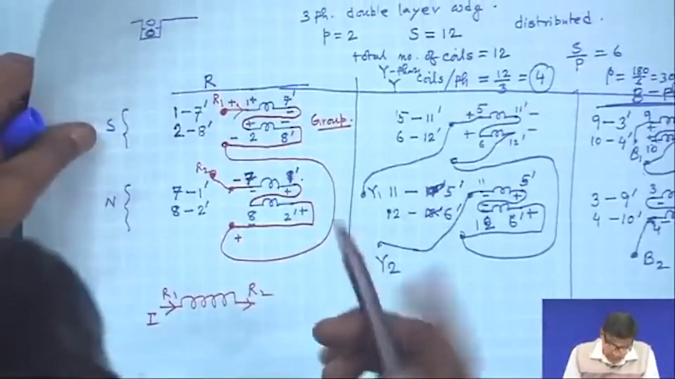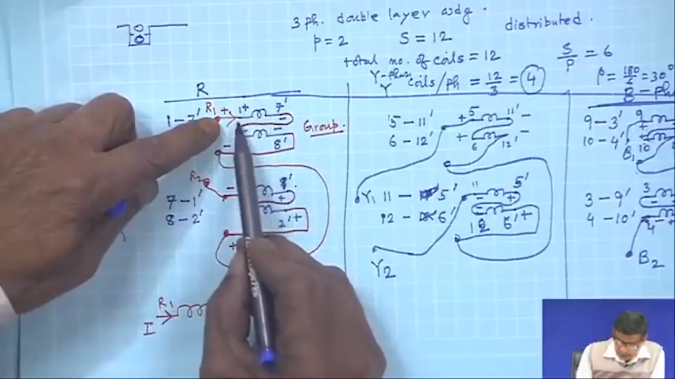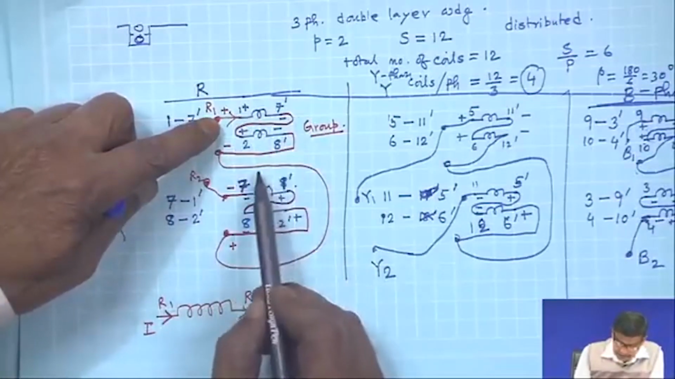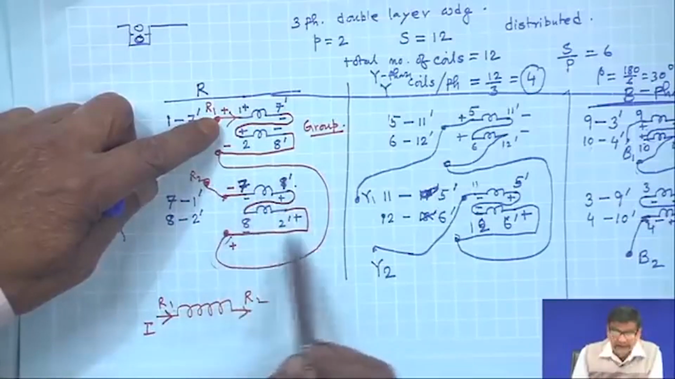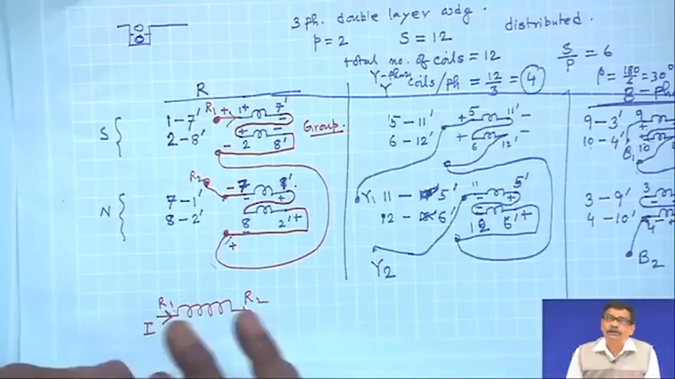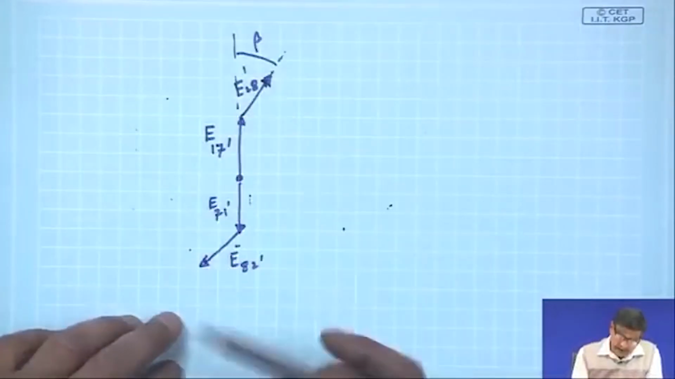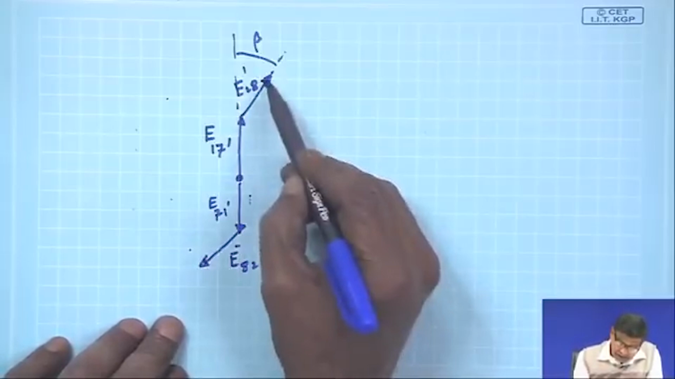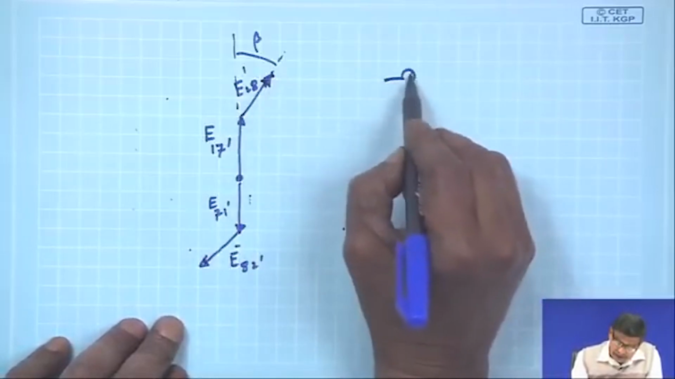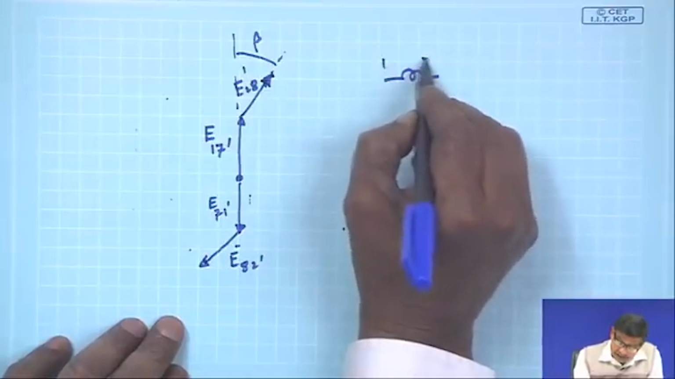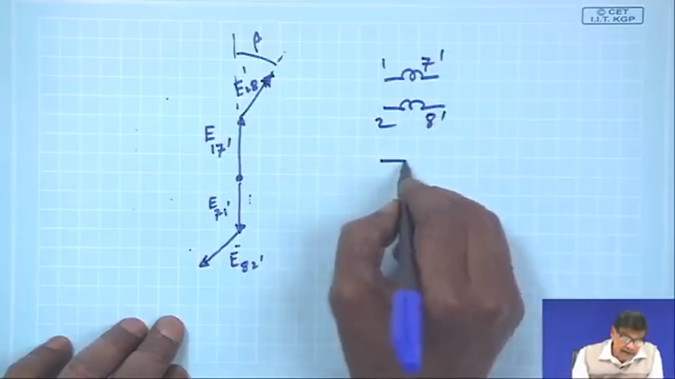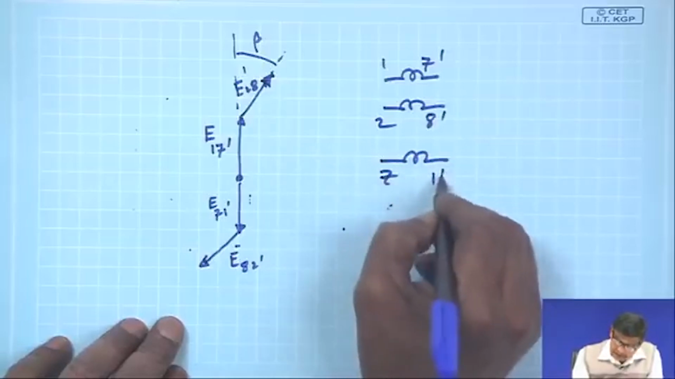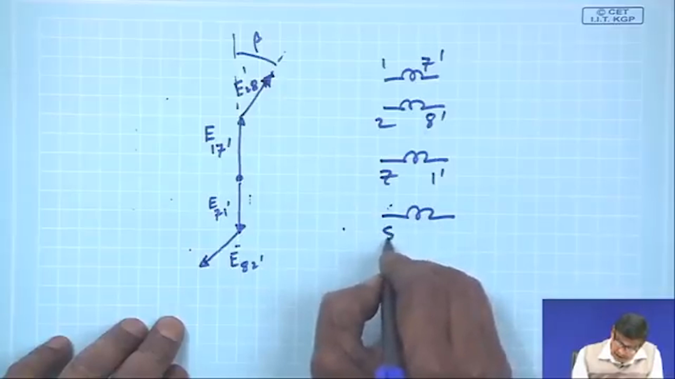Now, if somebody by mistake just adds without bothering about this plus and minus, that is, instead of taking it negative here, he goes on adding like this, what will be the net voltage? It will be 0 in that case. That is, if these 4 voltages are added, you can easily see. I think you have got me: 17 dashed, 28 dashed, and then another coil 71 dashed, and another coil 82 dashed.